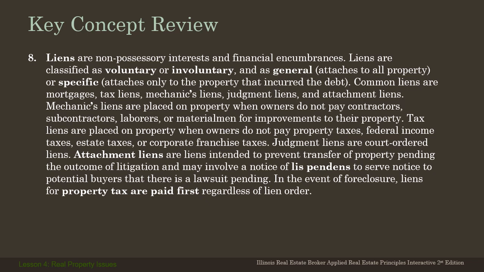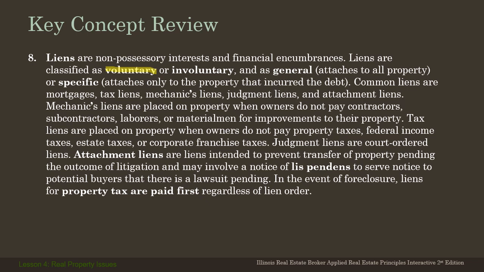Liens can be voluntary and involuntary. They can be general and specific. So we have voluntary liens. A good example of that is a mortgage lien, where you voluntarily put that lien on your property. I said easement, I'm sorry. That mortgage lien, which you voluntarily put on your property.